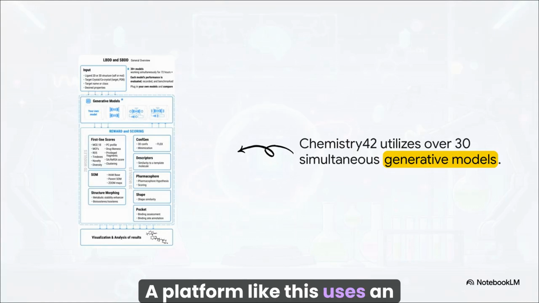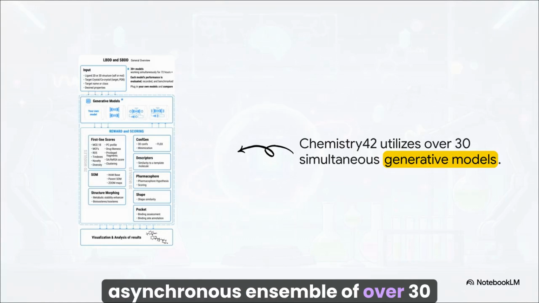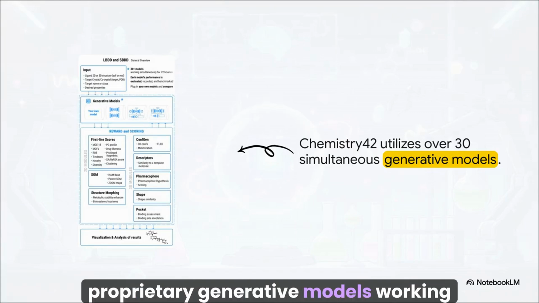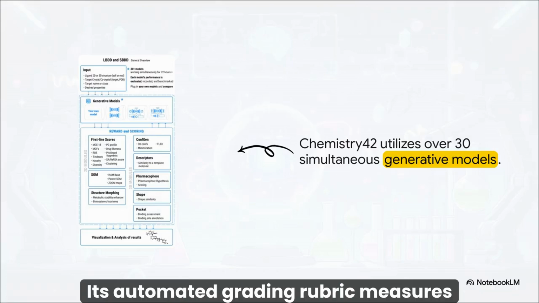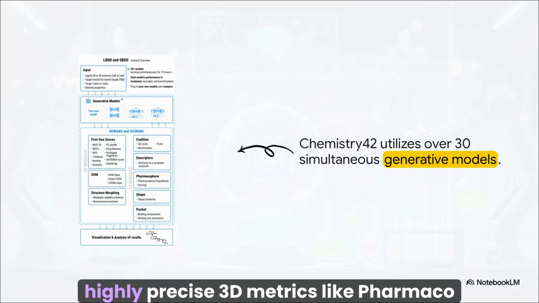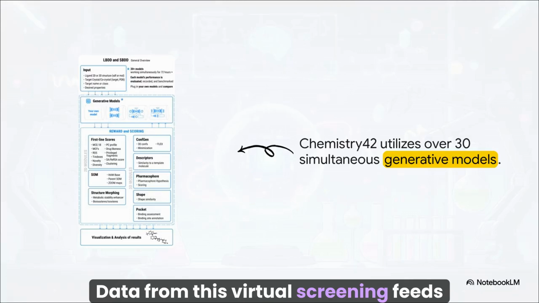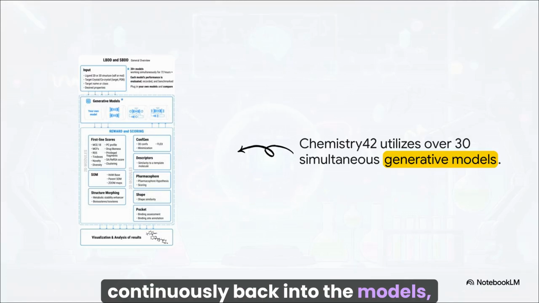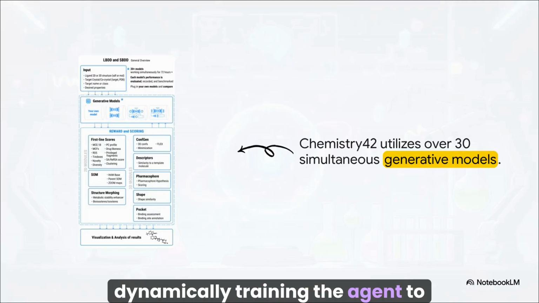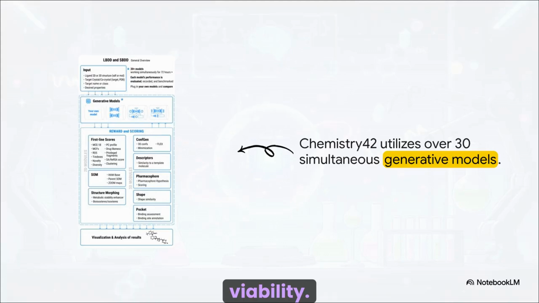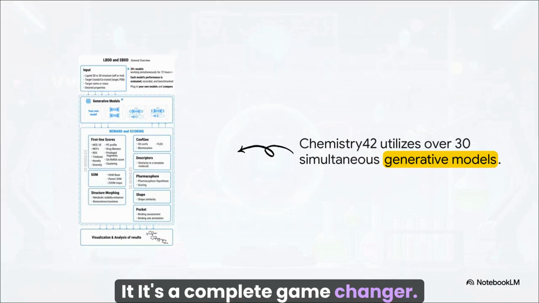A platform like this uses an asynchronous ensemble of over 30 proprietary generative models working simultaneously. Its automated grading rubric measures highly precise 3D metrics like pharmacophore scoring and shape similarity. Data from this virtual screening feeds continuously back into the models, dynamically training the agent to optimize structures for real-world viability. It's a complete game changer.